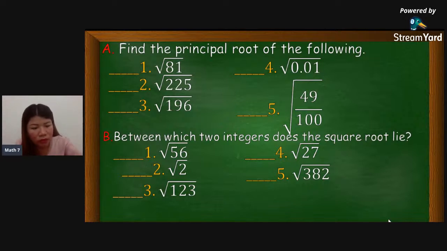Hindi pa ba? Ay, hindi. Itong activity, hindi ko yun na-send sa GC. Yung sinend ko lang yung chart ng perfect square number. Malabo ba? Malinaw naman siya ah. Okay, sagutan na natin. Number 1. Anong sagot nyo? Reveal ko na yung sagot ha.